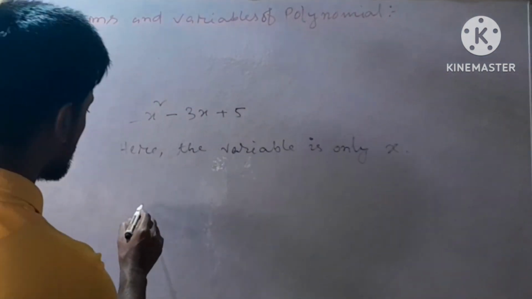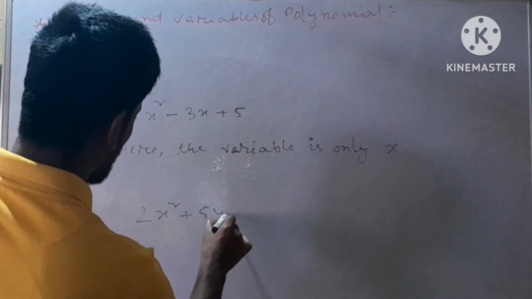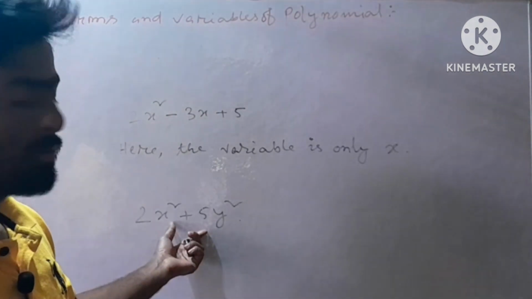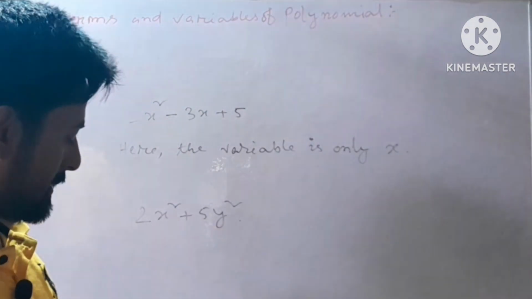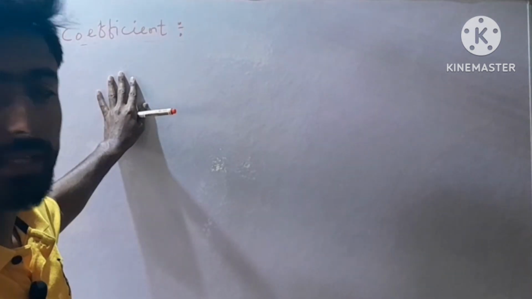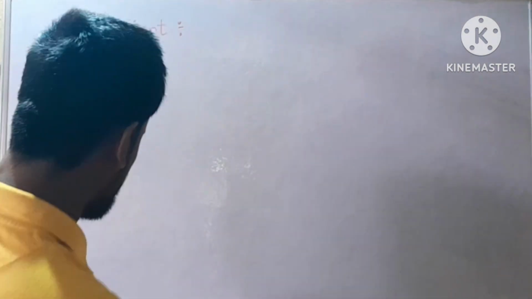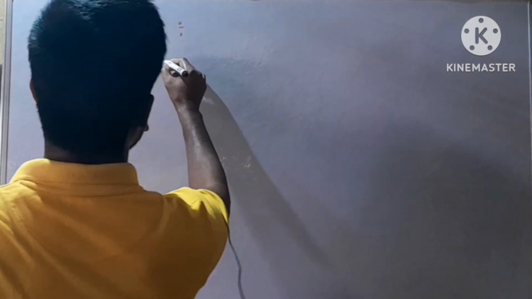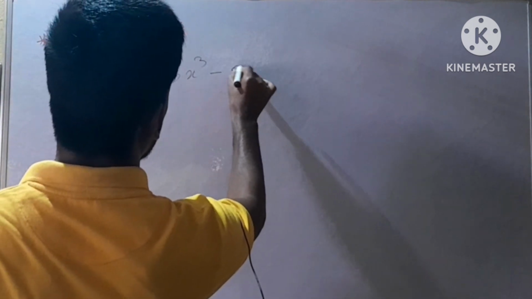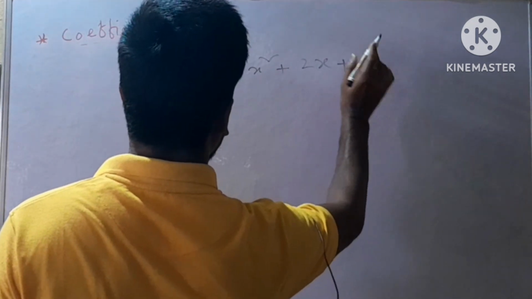Suppose we take another polynomial, say 2x square plus 5y square. But in this case, the polynomial has two variables, x and y. Next we are going to talk about one of the very important topics in polynomials, that is coefficient. What is coefficient? Let us take an example, say 3x cube minus 5x square plus 2x plus 1.